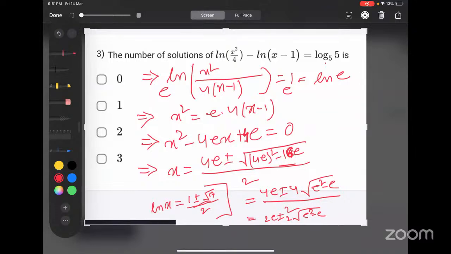e power log e of something means that something, right? So if you have log e y equals 1, we can take e here, so it will be y equals e, right? The inverse thing. So that is what we did here. Then we will get the next line, and then we can solve it using the quadratic form. So we will get finally this.